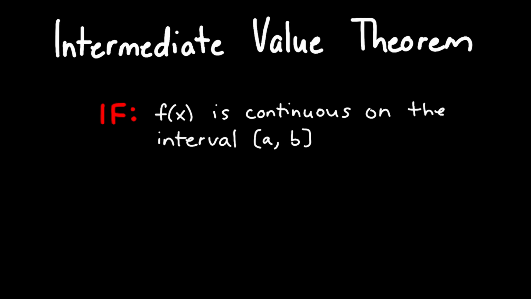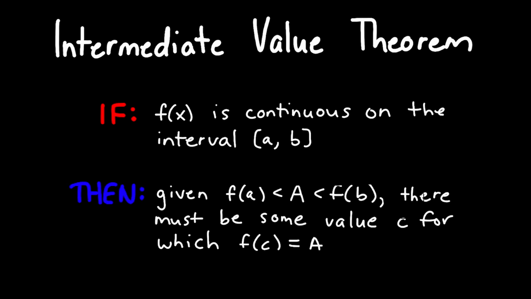In order to say the IVT applies, you first have to prove that f of x is continuous on the closed interval a to b. Then, once you do that, you can actually apply the intermediate value theorem in its whole. So the IVT states that given f of a is less than some constant a is less than f of b, there must be some value c for which f of c equals a.